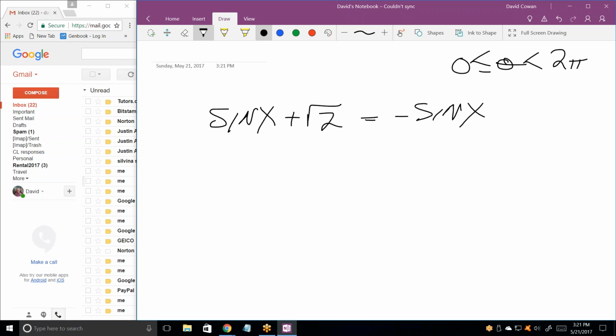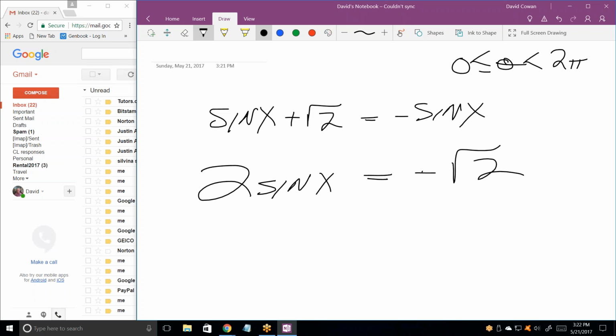Solving these is really algebraic. It's algebra. It's really no different than solving a polynomial. If I had x plus root 2 equals minus x, how would you solve that? You would add x to the left, you'd move the root 2 to the right. That's what we do here. So it becomes 2 sine of x equals negative root 2.